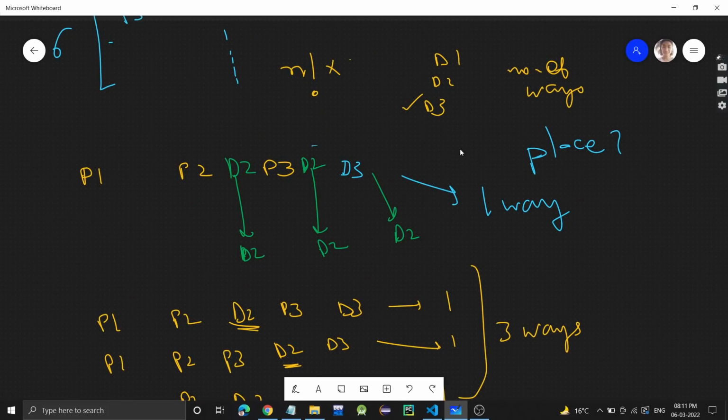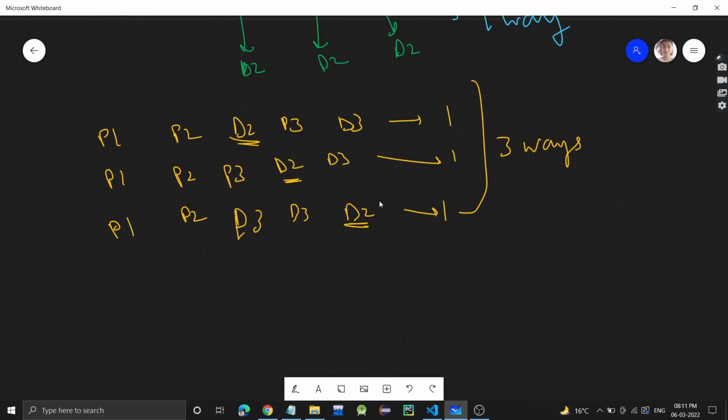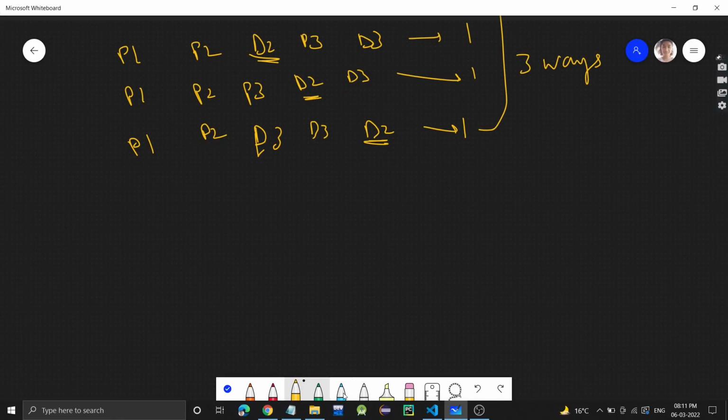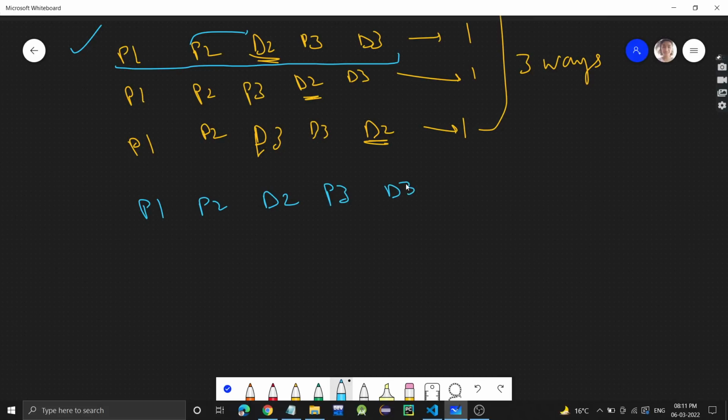Now let's see for d1. I am taking this case, let's say we have arranged d2 after p2. Any arrangement you can pick up. So I'm picking this one. Right now my arrangement is like this: p2, d2, p3, and d3. Now I have to place d1. Let's see how many ways there are.